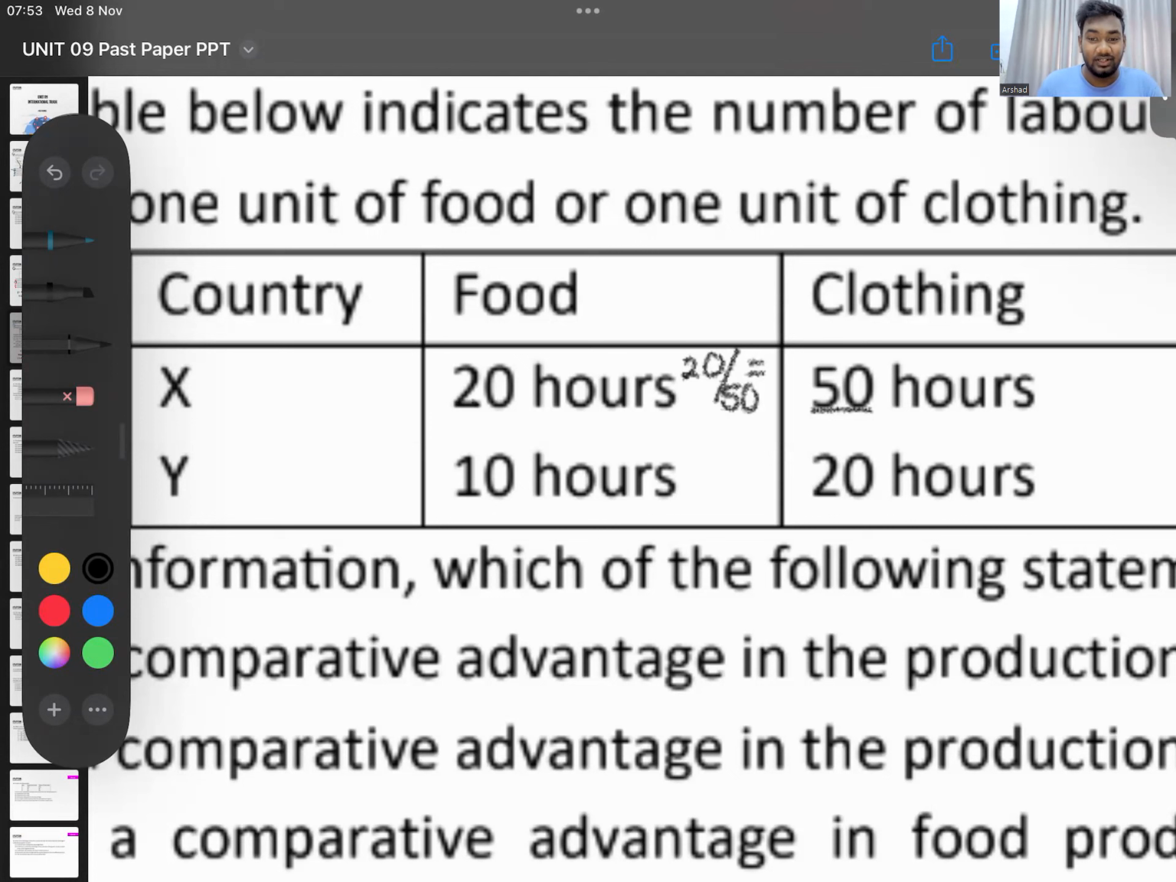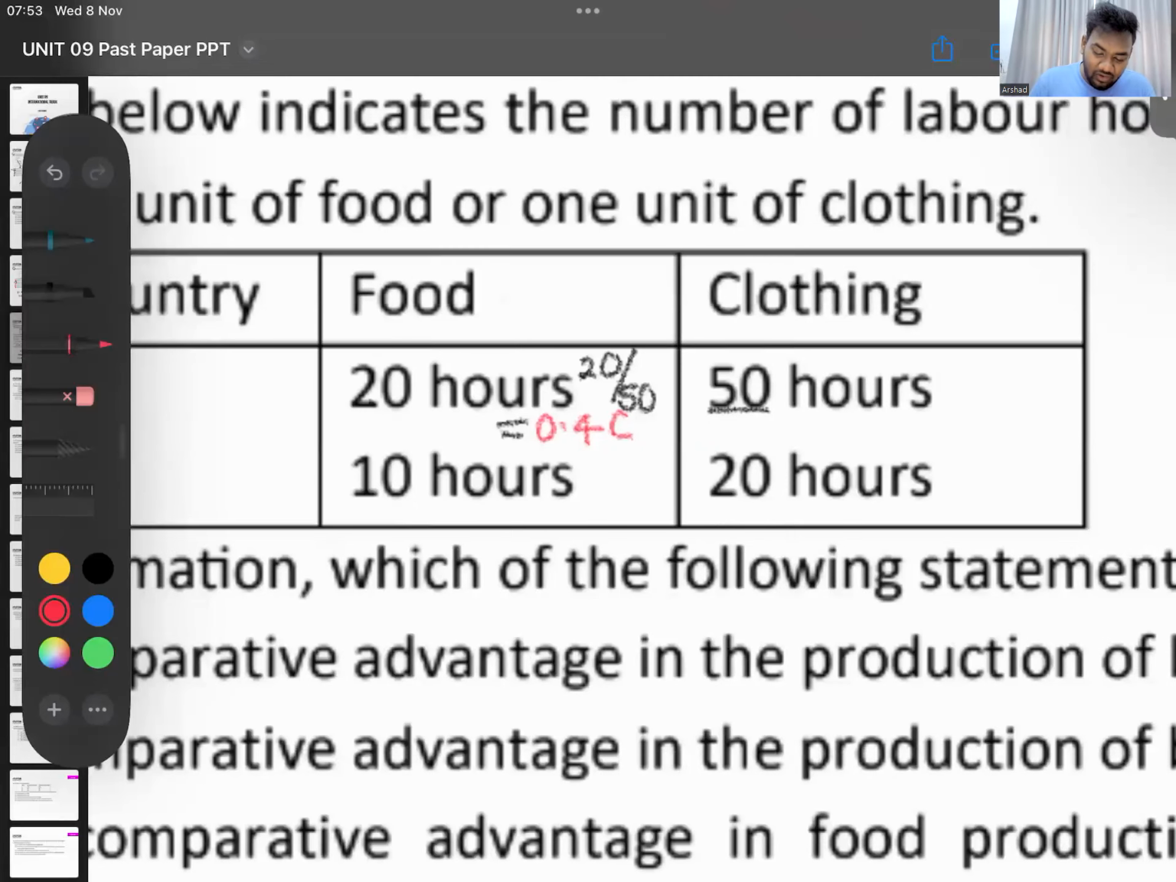20 divided by 50, 2 divided by 5, 0 point, I don't have space here, I'll put it at the bottom. 0.4 clothes. So that is their opportunity cost of country X to produce food.